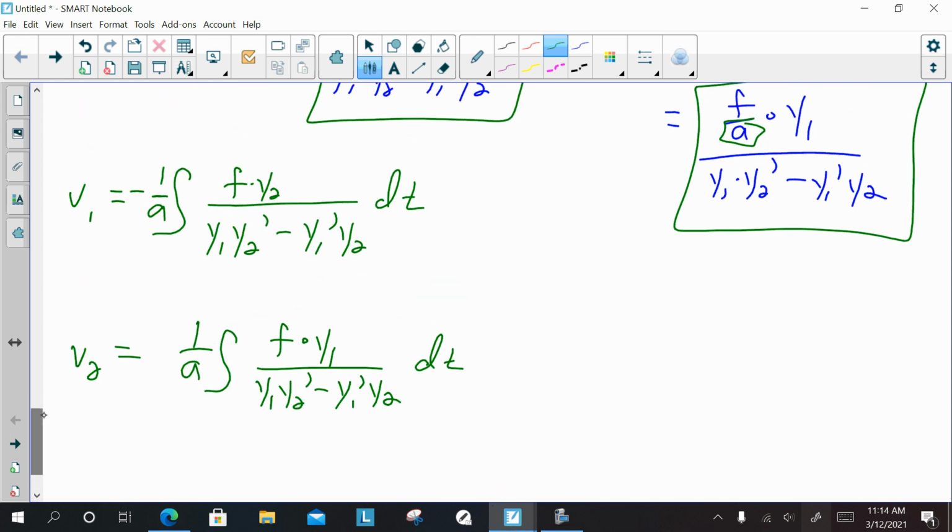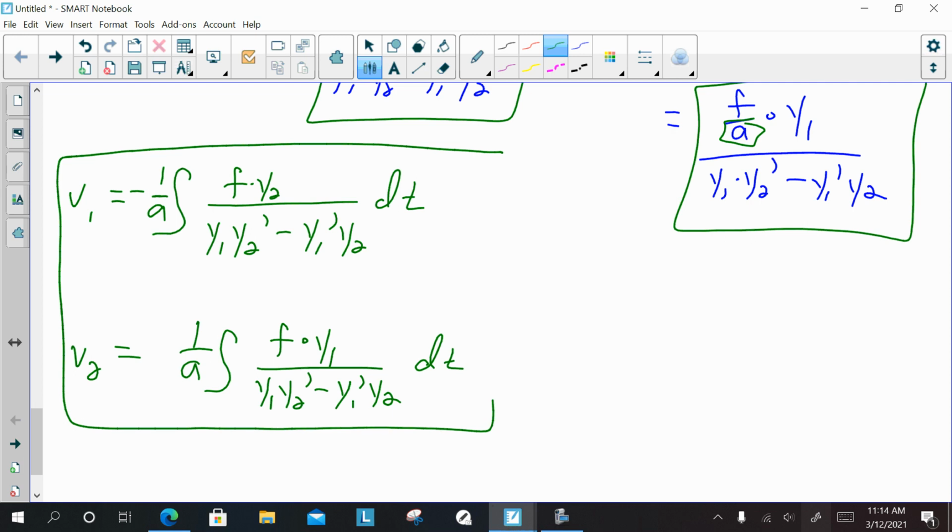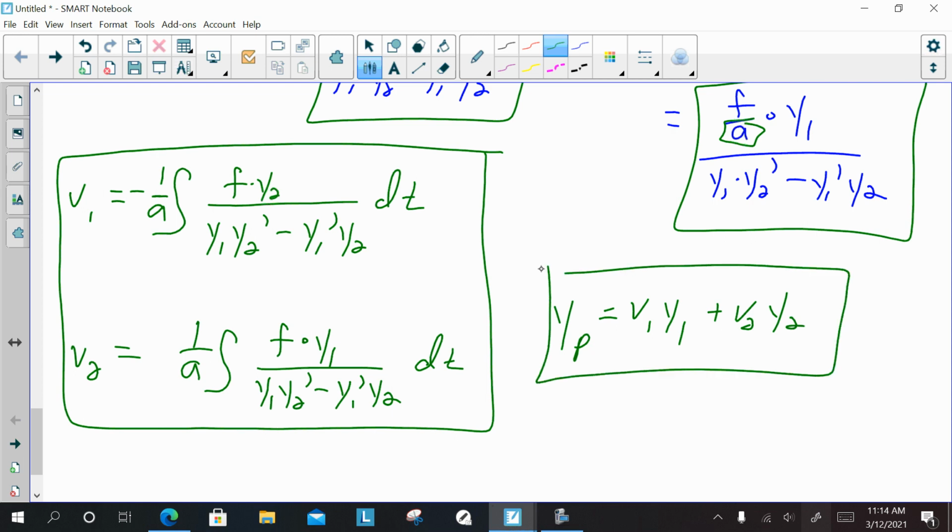So this will give us v1 and v2, which are going to be functions that we multiply our homogeneous solution by to get our particular. So v1 times y1 and v2 times y2, that'll give us our particular solution. Remember, our homogeneous is c1y1 and c2y2.